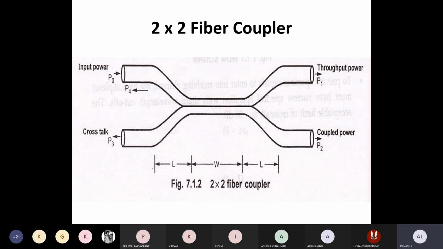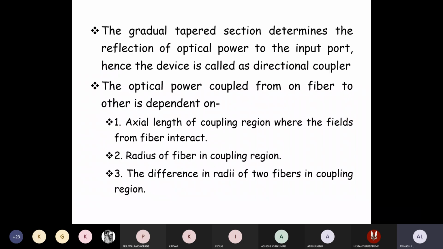Okay. So this is the diagram of the 2x2 fiber coupler. It has 4 ports: input power, throughput power, coupled power, and crosstalk. Apart from these 4 ports, the reflected back power will be obtained at the input power port only. That is called P4, we said. All these things we have discussed.